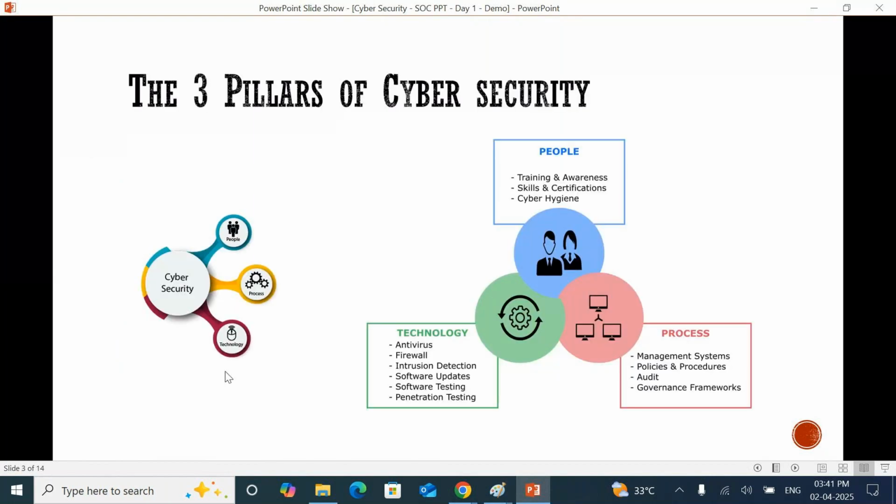As I said, the three pillars of cybersecurity are people, technology, and process. People is nothing but training and awareness, skill and certification. Technology is nothing but antivirus, firewalls, next generation firewalls, IPS, IDS devices, software updates, software testing, and penetration testing. And after that, we have process, that is management systems, policies and procedures, and auditing and governance frameworks.